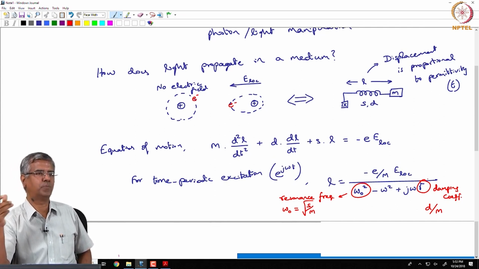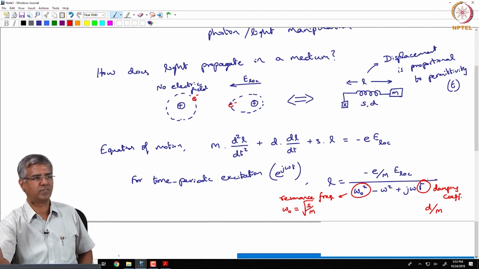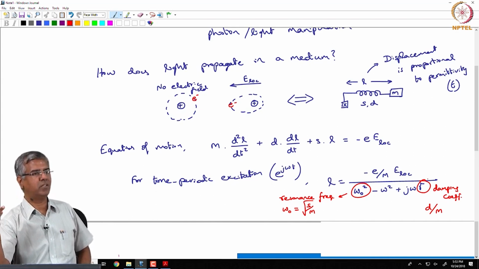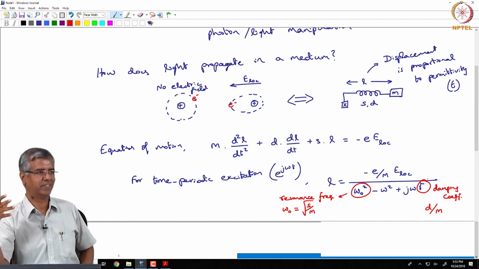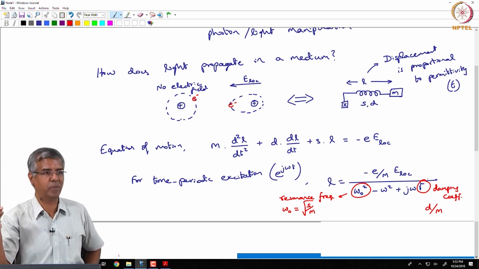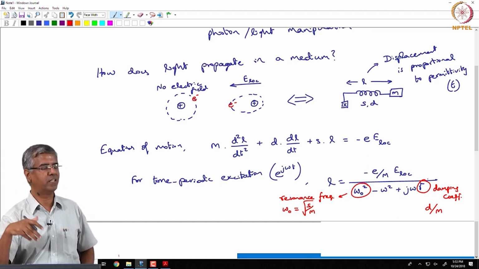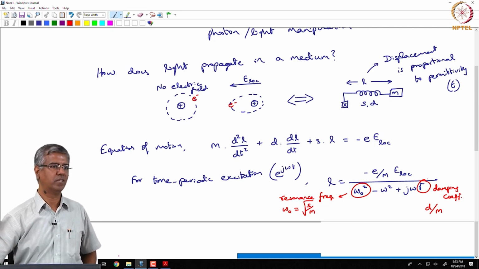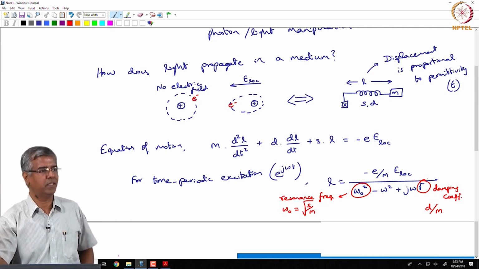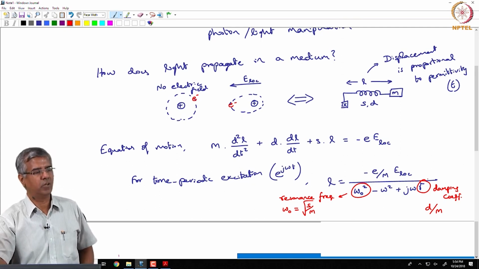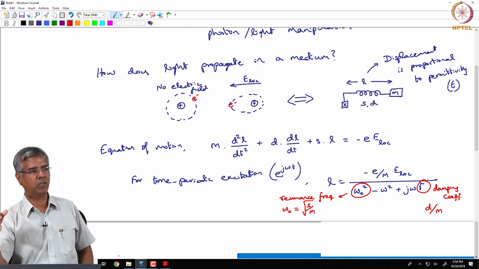If you are looking at the response of a medium and you have a complex response, that imaginary component corresponds to a phase delay. If you do not have an imaginary component, there is no phase delay, there is only real response. The moment you bring in an imaginary component, you are essentially saying there is going to be a phase delay in the response, and that phase delay is now dependent on frequency.